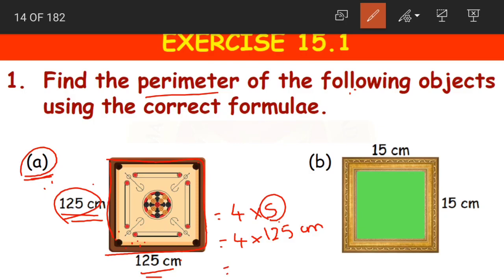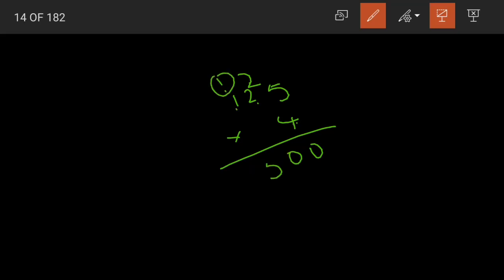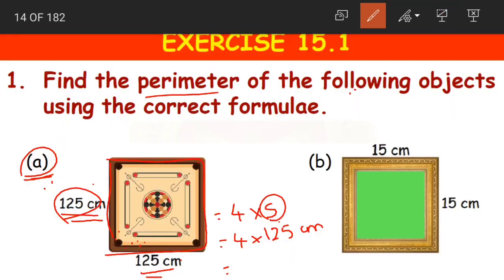Now when we multiply 125 into 4, 4 5s are 20, 4 2s are 8 plus 2 is 10, 1 carried, 4 1s are 4 plus 1 is 5. 500 is our answer. 500 centimeters is the answer for this. The perimeter of the carom board with side 125 centimeters is 500 centimeters.